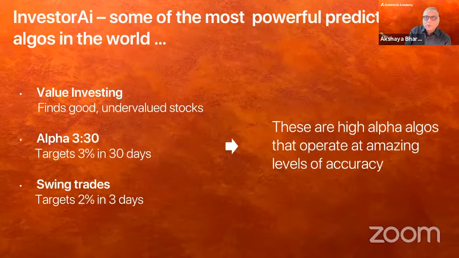So I want to talk about 3 most powerful predictive algos. I think they're some of the most powerful predictive algos in the world, because I've been looking at lots of companies in America, in Europe, in Asia, etc. The 3 algos that I want to highlight are value investing, which basically finds good but undervalued stocks. The second algo that you may be familiar with is Alpha 330. As the name might suggest, it targets a 3% return in 30 days. So it looks for stocks that have a high probability of delivering that.